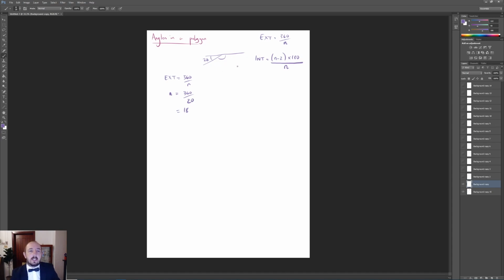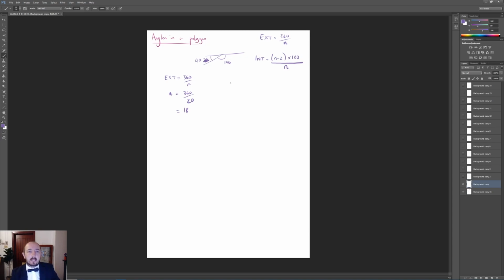Sometimes they'll give you the interior angle. For example, if this was 140 degrees, and they said, how many sides does this have? It's better to just work out the exterior angle and do the exact same process, okay? But you can use the interior angle one if you want.